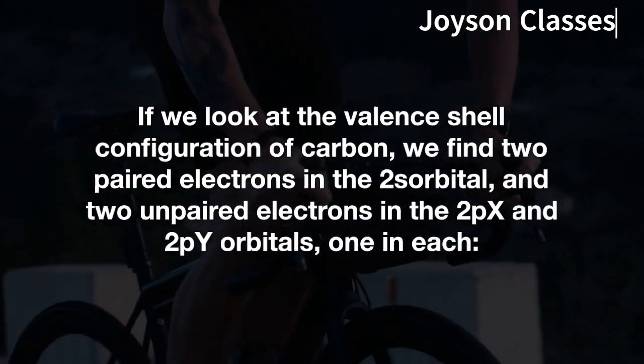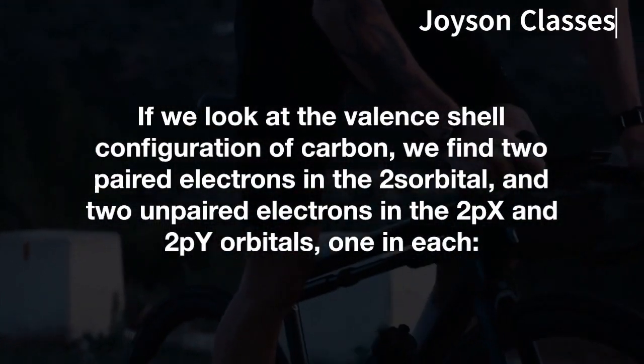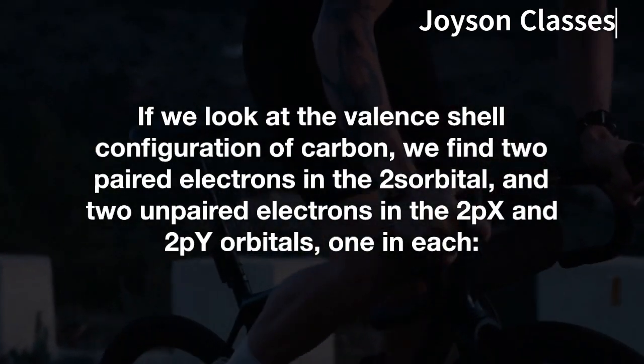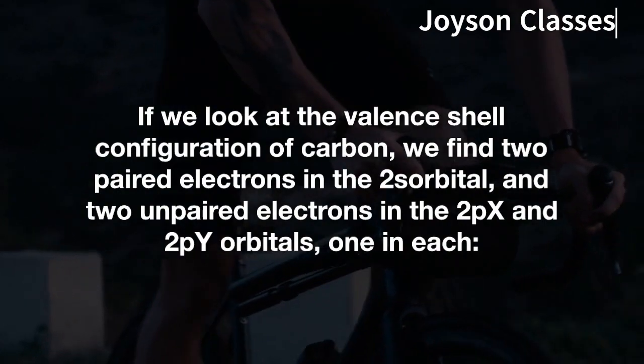If we look at the valence shell configuration of carbon, we find 2 paired electrons in the 2s orbital and 2 unpaired electrons in the 2px and 2py orbitals, one in each.